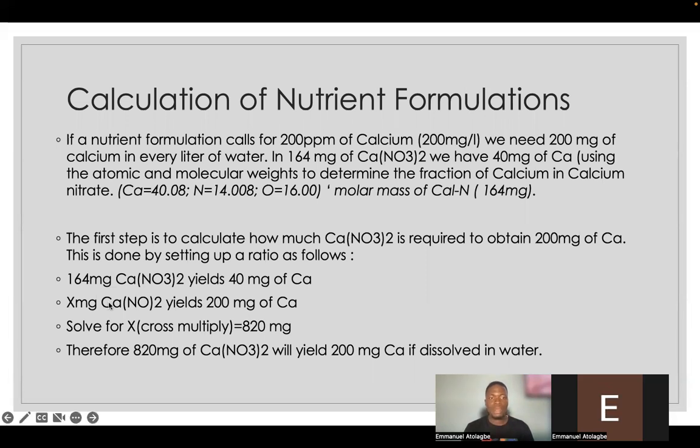So how many milligram of calcium nitrate will be required to yield 200 milligram of calcium? You do cross multiplication. At the end of the day, you find out that it requires 820 milligram of calcium nitrate to yield your 200 ppm. This is simple because you are not dealing with stock solutions. This is the calculation if you are doing nutrient solution. So moving on from there.